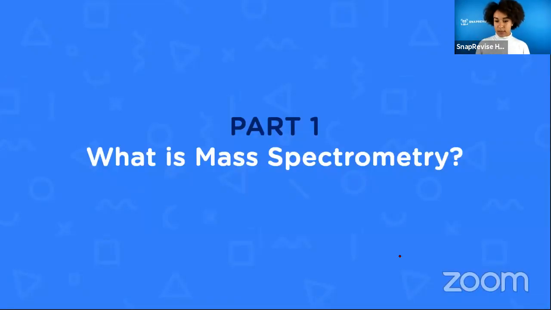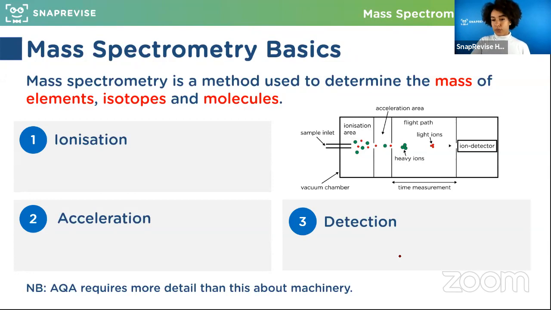Right, what is mass spec? Mass spec is essentially what we use to measure the mass of things, hence the word mass. It can be used to measure the mass of elements and isotopes and molecules, and it happens in a few steps. These are compressed steps. You could break down the acceleration into acceleration and flight, or detection into hitting the detector and then the computer doing its thing, but we've smushed it together. I've put a little note on the bottom that AQA requires a lot more detail. So please do have a look in your textbook for that.